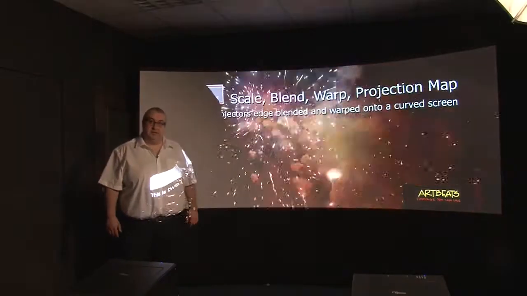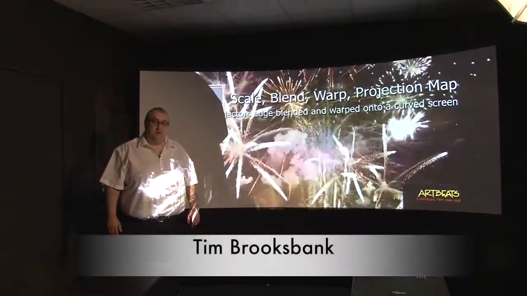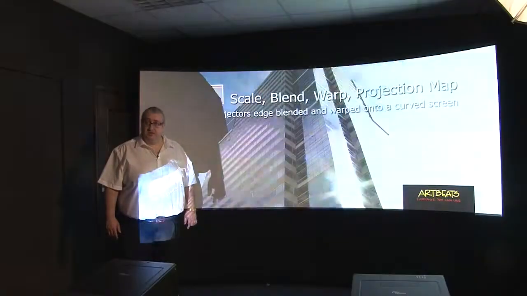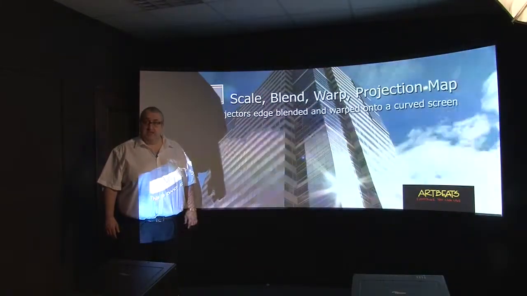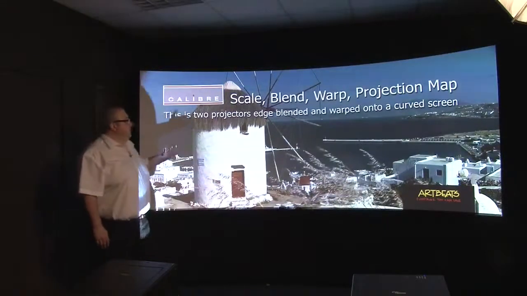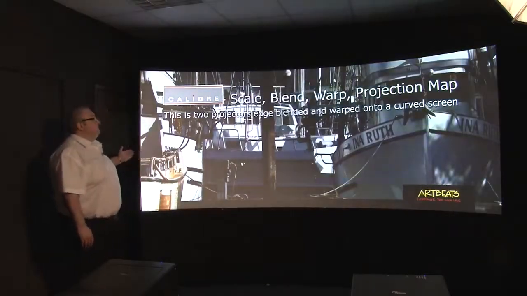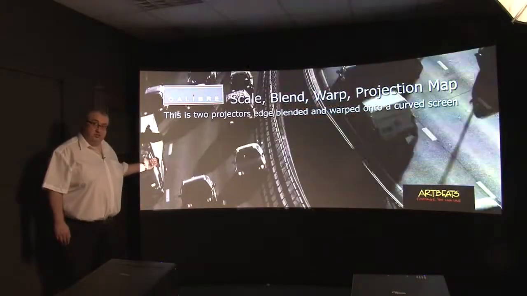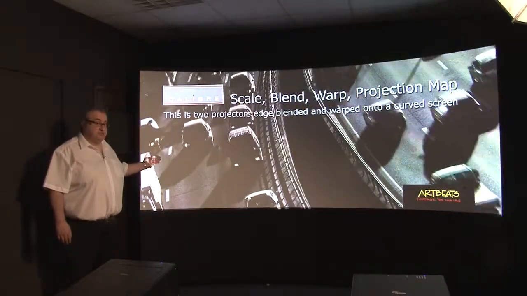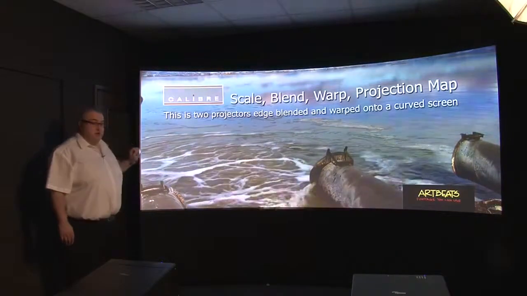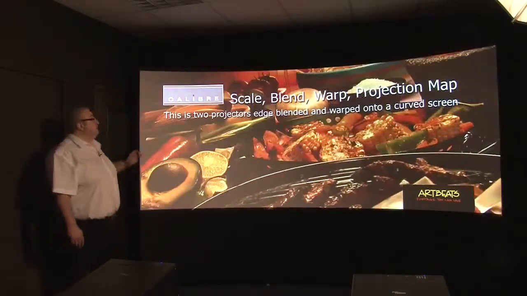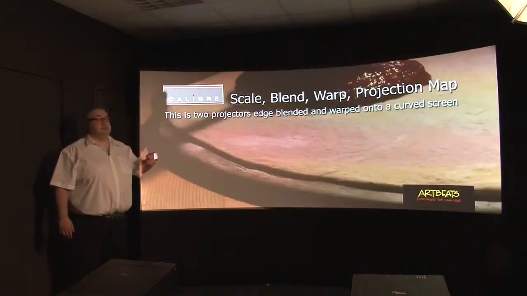Tim Brooksbank, and I'm here to tell you about blending and warping using the Kramer range of scalers such as VP792, 793 and 794. Here we have the curved CinemaScope screen. This screen is 2.38 aspect ratio, as we get in a movie theatre or cinema. And we've blended and warped two wide UXGA projectors together to create a single continuous image.